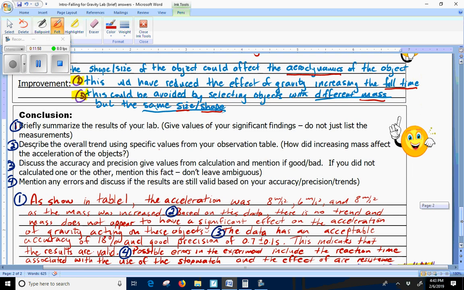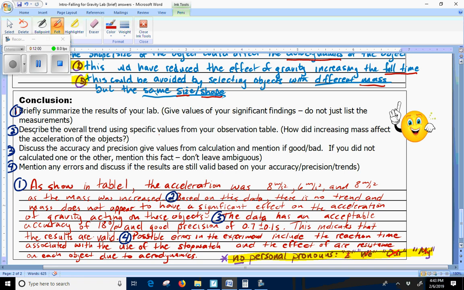Now, the final part is the conclusion. It involves 4 steps typically. Number 1, briefly summarize the results of your lab. You want to give actual values. You did all this work. If you did any calculations, you want to give them some due. So you want to talk about those measurements or calculations.